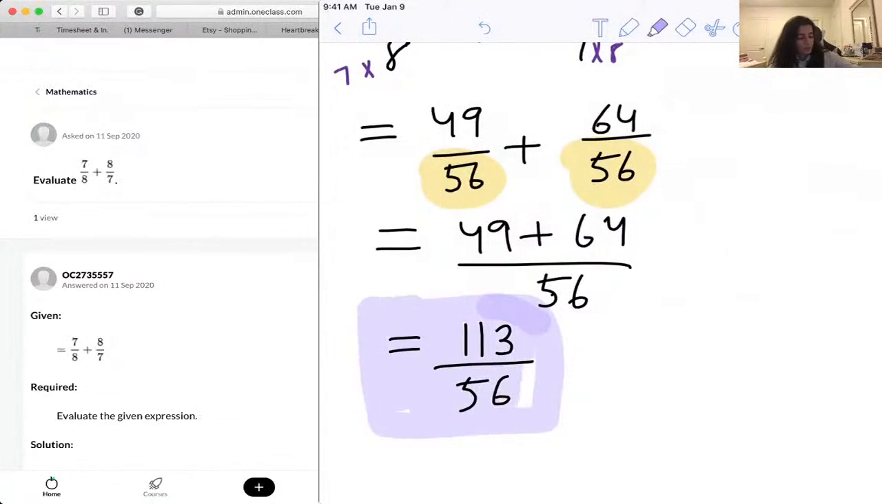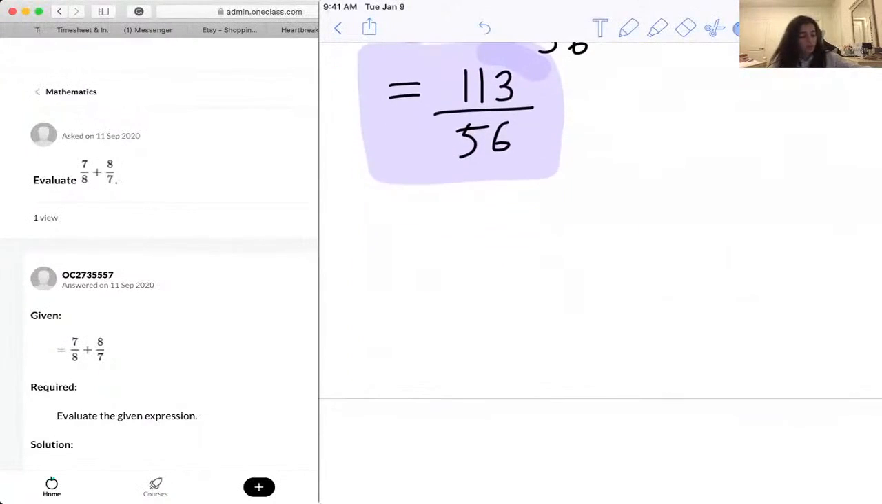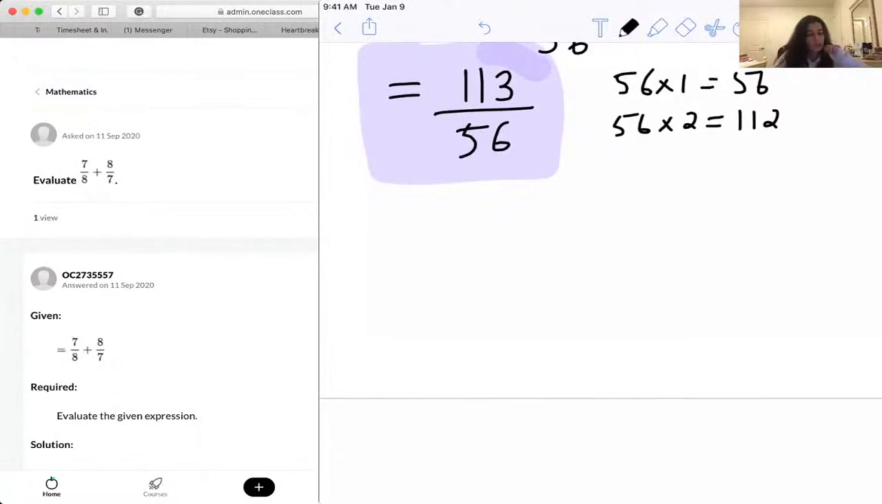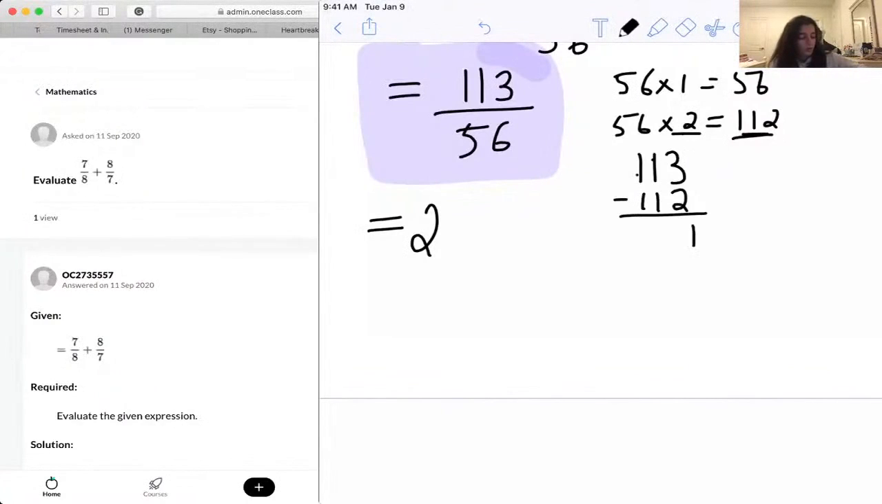The best thing to do is to turn it into mixed form. So we can think of how many times 56 can go into 113. 56 times 1 is 56. 56 times 2 is 112. And if we go 56 times 3, it will exceed 113. So we can't go to 3. So this is going to result in 2. And so for our remainder, we take the numerator and subtract 112. We're left with 1. So our numerator would be 1, and the denominator always remains the same, 56.